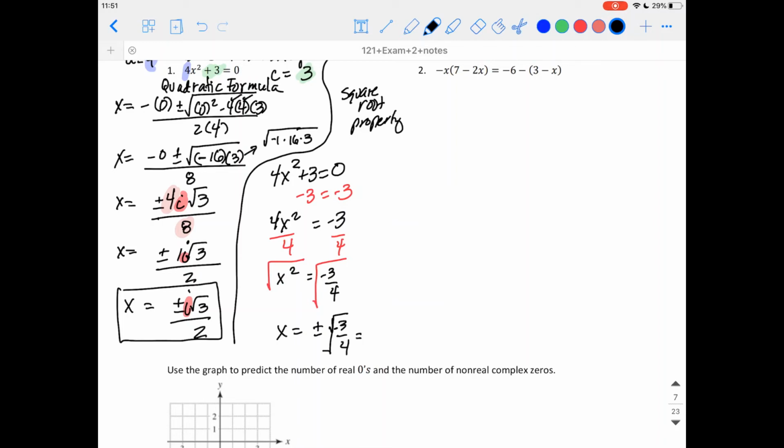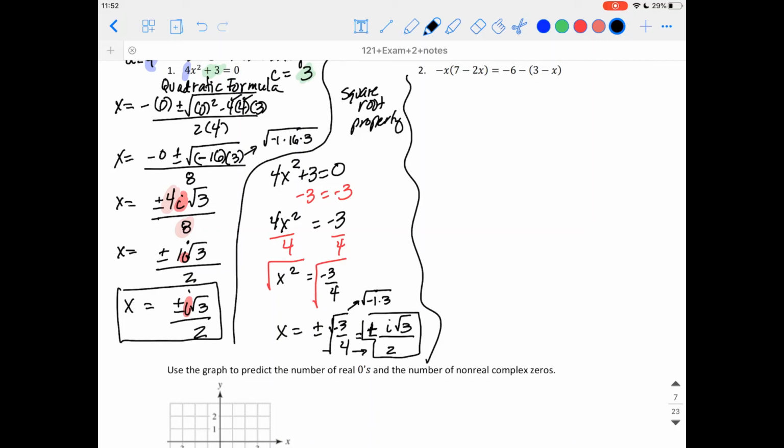Okay, so anyway, the square root of negative 3 is going to be the square root of negative 1 times 3. So it's going to be plus or minus, the square root of negative 1 is i, the square root of 3 is ugly, and then the square root of 4 is just going to be a 2. And if you notice, we get the same answer a lot quicker.